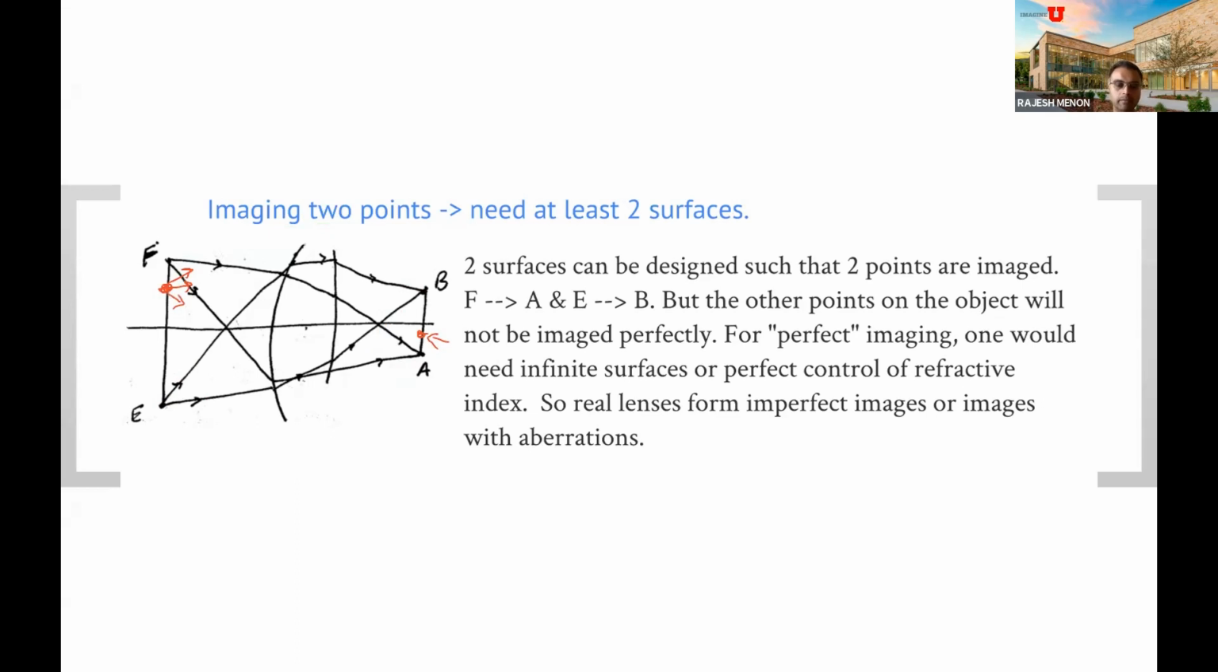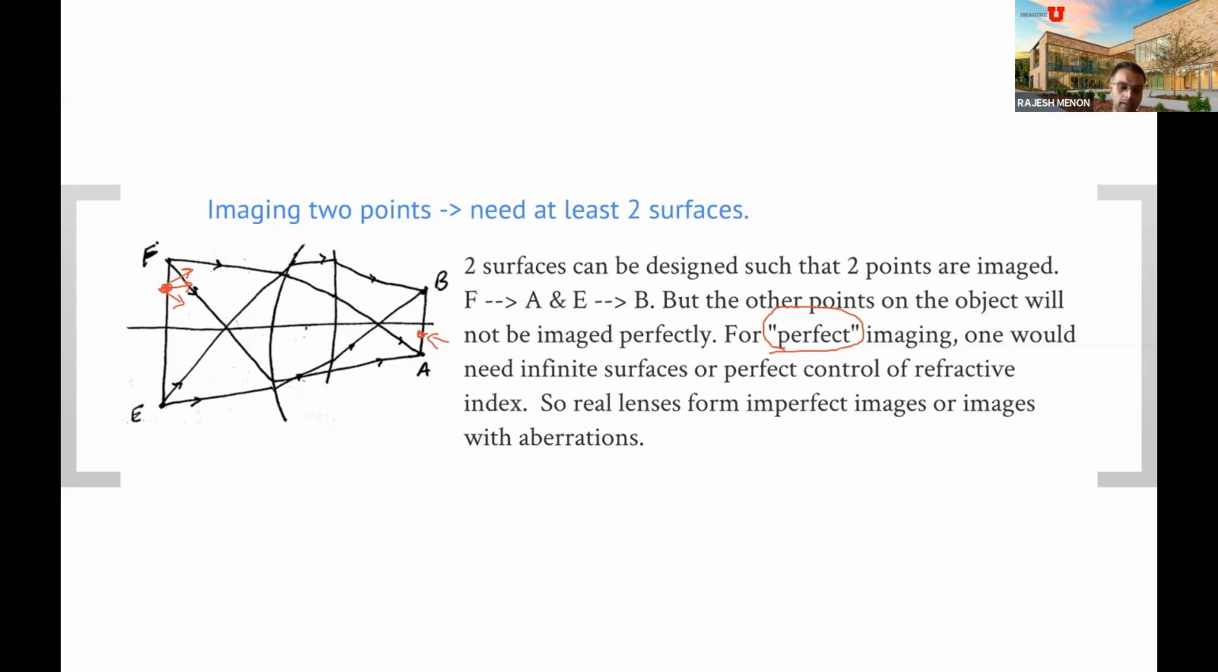Now, what does that mean? That means if you want to do perfect imaging, and when I say perfect, of course, this is a caveat, perfect imaging means I have to take all the rays from all the points and put them onto unique points on the image side, such that there's a one-to-one map. You can show that you need an infinite number of surfaces and essentially a perfect control of refractive index to do this. In fact, there are some special cases where this can be done, but that requires a slightly different understanding of the physics.